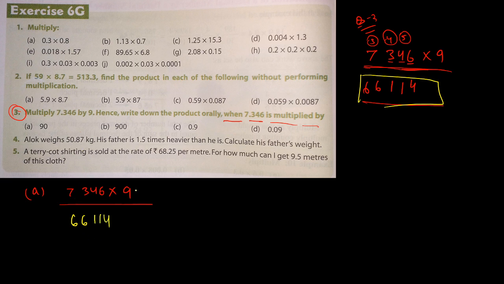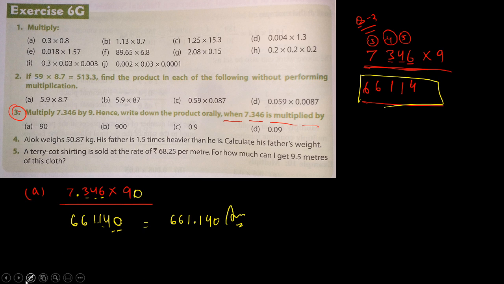Now you are having 1 zero here. So this 0 will also be there in the answer. So we will put 1 zero here. Now we are having decimal after 3 digits, 1, 2, 3. So I will place decimal after 3 digits in the answer also. So decimal will be here. So the answer will be 661.140. This is the answer.